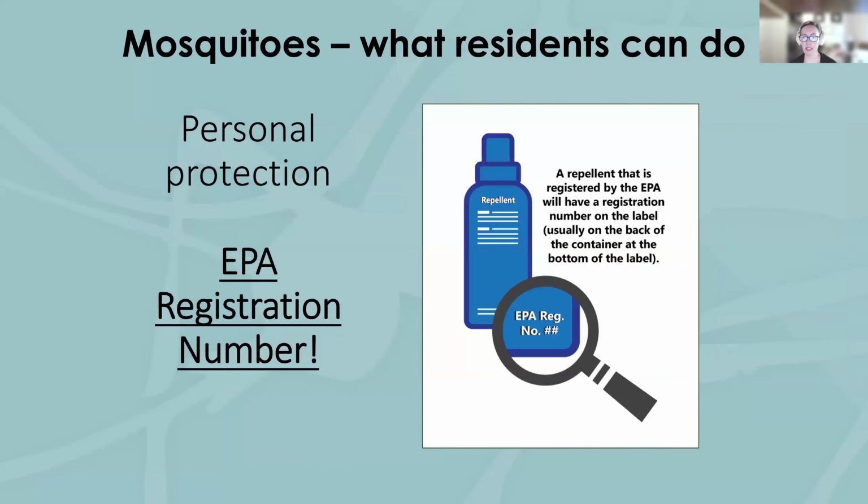And if you don't remember anything else from my talk today, the thing I'd like you to remember is that you can tell if a mosquito repellent will be safe and effective by checking the bottle for an EPA registration number. There is a very rigorous process that a repellent has to go through to receive an EPA registration number. And they have to prove two things. They have to prove that it is safe, and they have to prove that it is effective. Without an EPA registration number, those things are not guaranteed, and you don't know what you're getting.